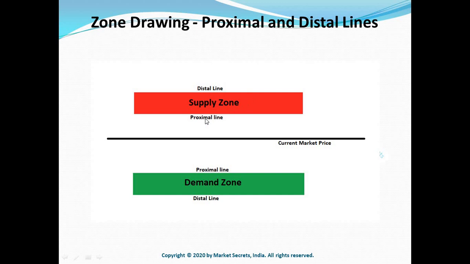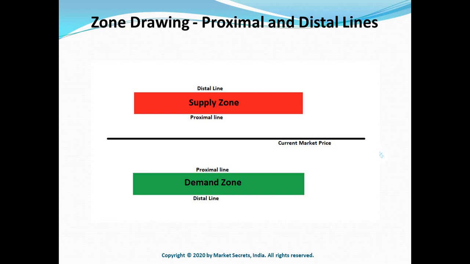For any zone, there will be two lines. This is the first line and this is the second line for a supply zone, and this is the first line and this is the second line for a demand zone. And in any zone, the price which is closest to the current market price is your proximal line. So these two are proximal lines for these zones, and these two are distal lines because they are further away from the current market price. Okay, so hope you got it.